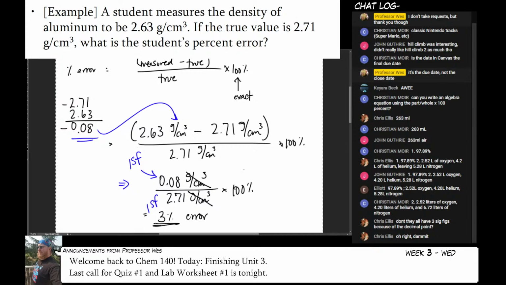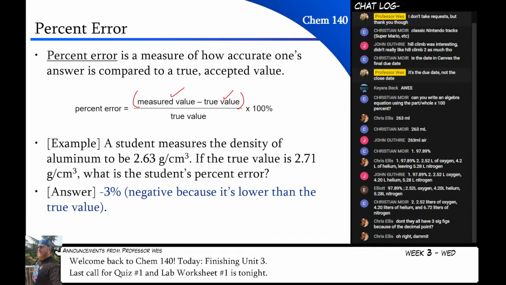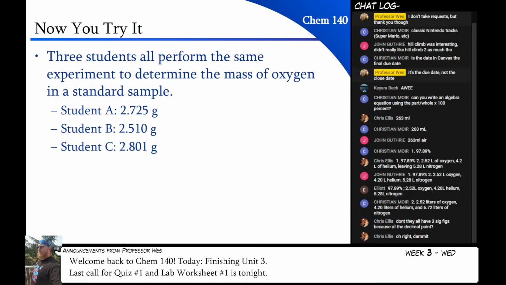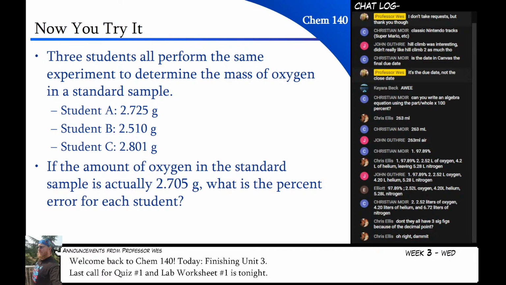So I'm going to give you a few of these to try for yourself, so we can see if you can get to the right number of sig figs, because in theory, the formula is pretty straightforward, right? It's getting the number of sig figs right that's the trick here. So I'm going to give you these problems here.